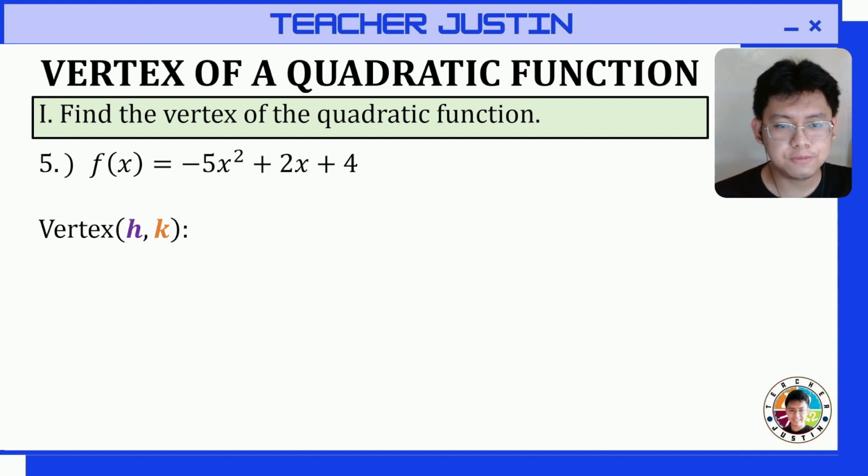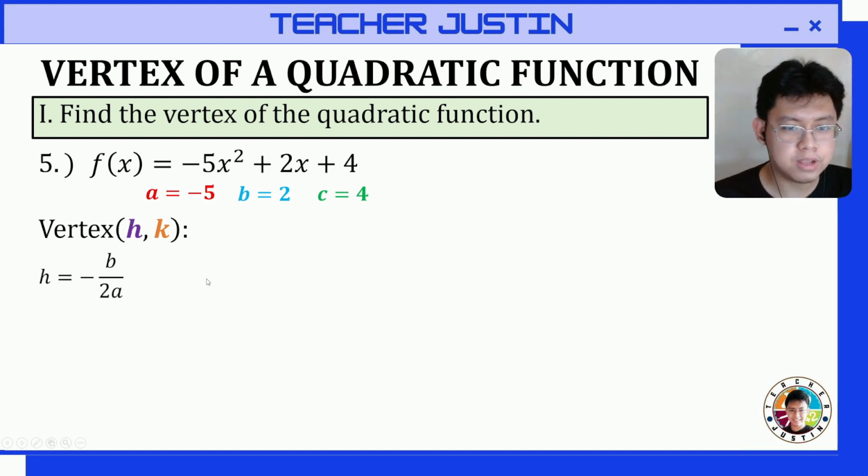So, in order for us to find the vertex, ang kailangan natin is to identify the values of a, b, and c. So, yung a natin is negative 5, b is 2, and c is 4. So, yan yung ating numerical coefficients of our terms and yung constant term natin. Now that we have the values of a, b, and c, we can solve for the value of our x-coordinate, which is h. So, meron tayong formula for the x-coordinate of our vertex, which is negative b over 2a.